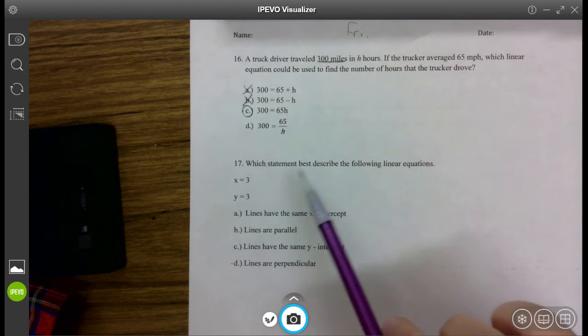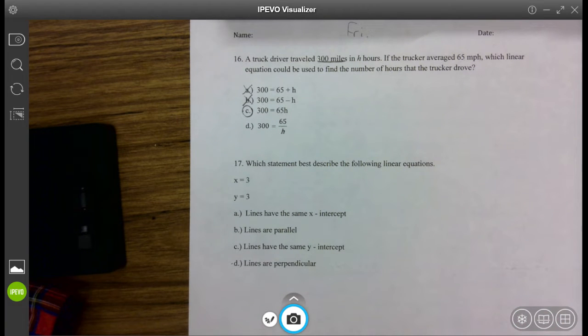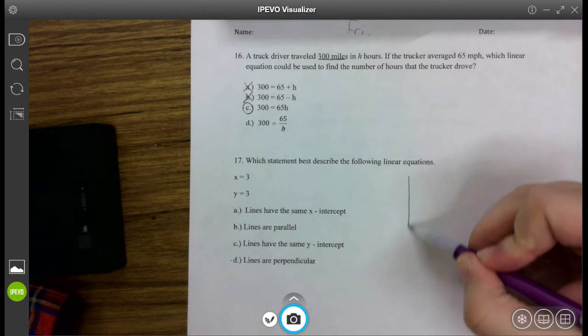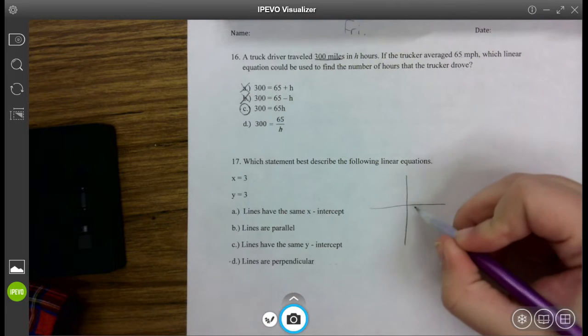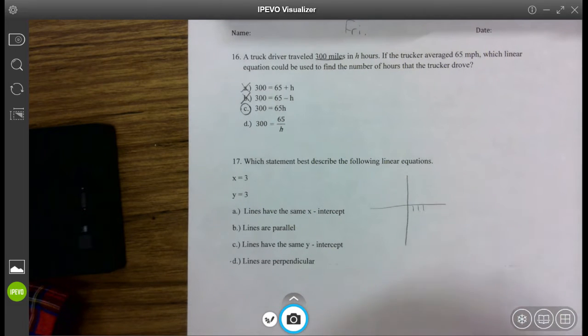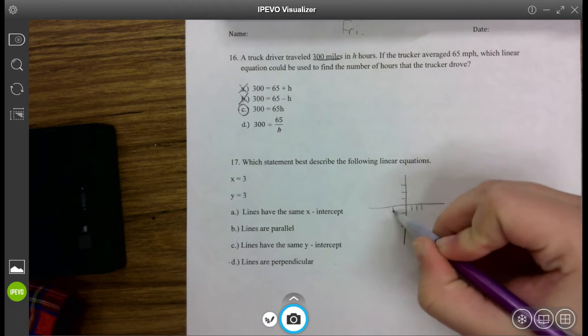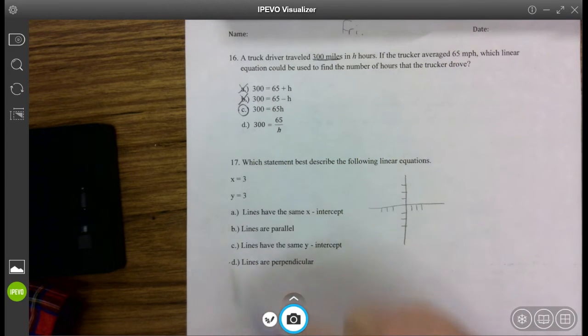Okay, now it says which statement best describes the following linear equations? x equals 3 and y equals 3. So first we can think of it in a graphing sense. Now some of us might not be able to remember, which is okay. But if we graph these, we have x equals 3.